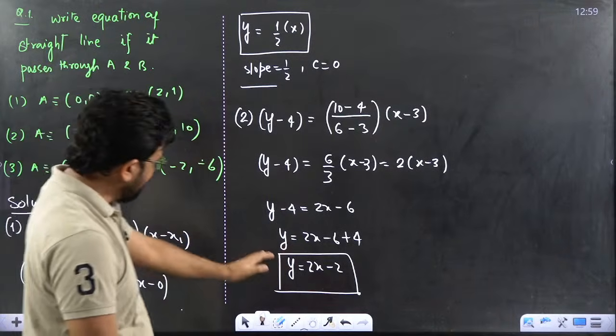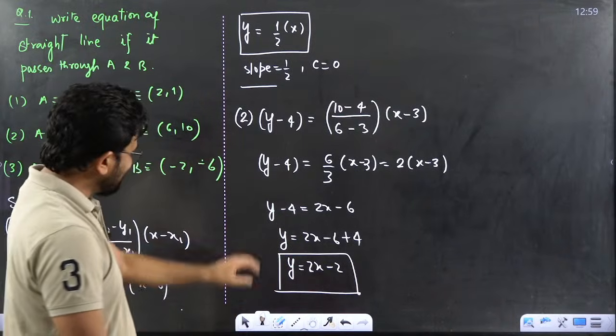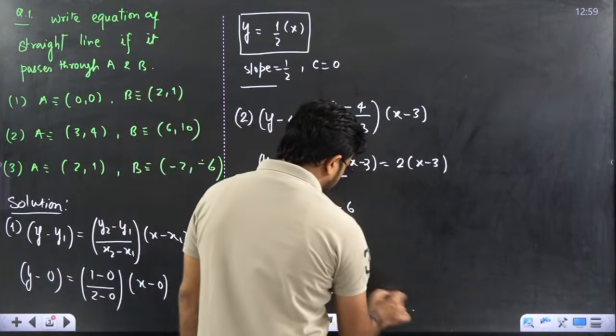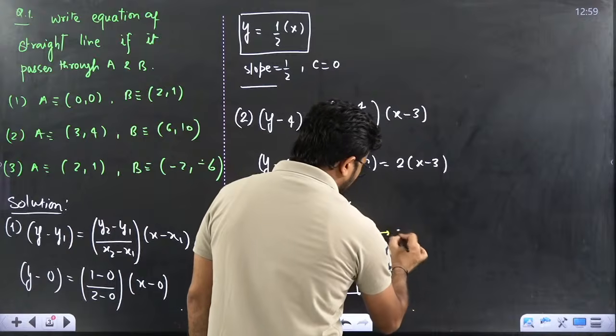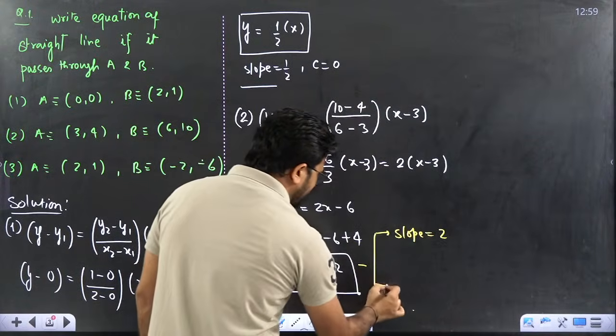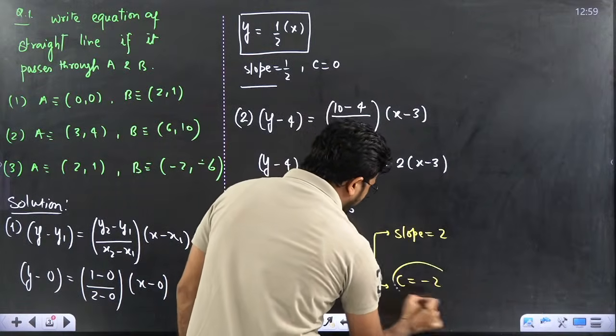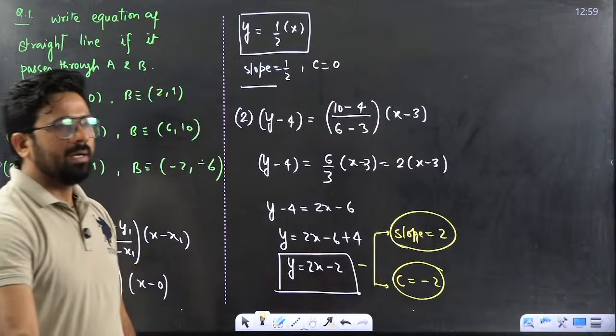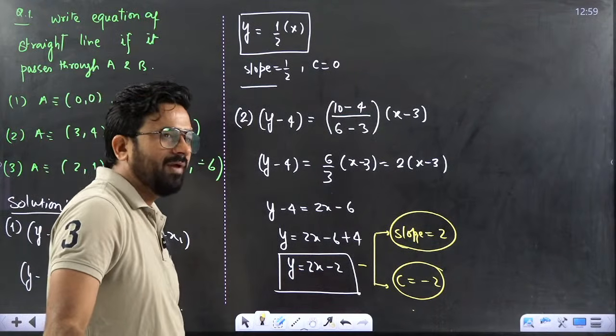The third one, you can try. I am just solving the second. This is y equal to 2x minus 2. What is the slope, beta? Please tell me. Slope is equal to plus 2. What is the intercept? Intercept is equal to minus 2. This has to be clear to everyone. Clear? Very, very simple. Very good question.